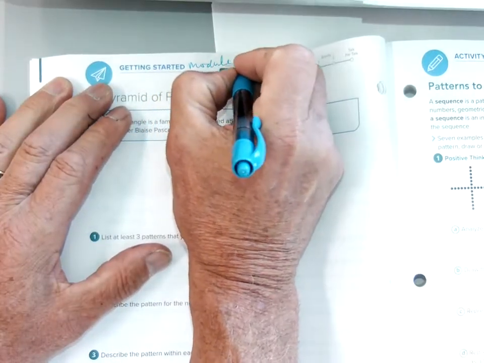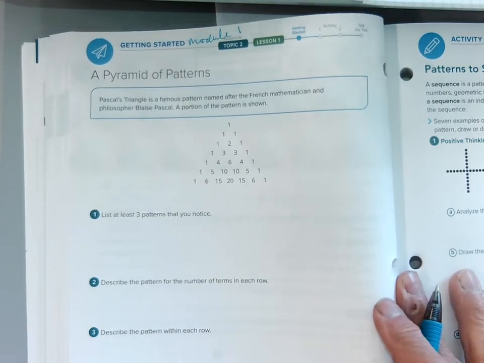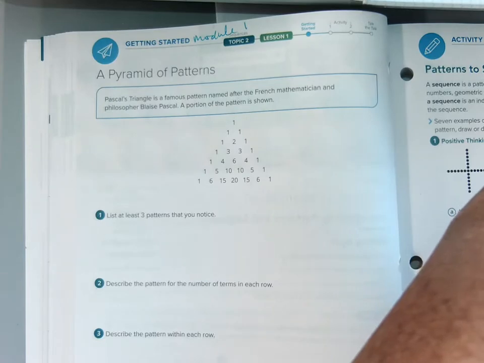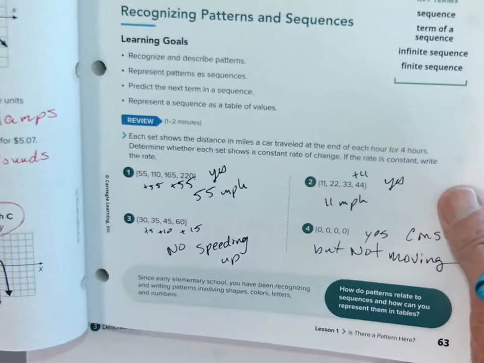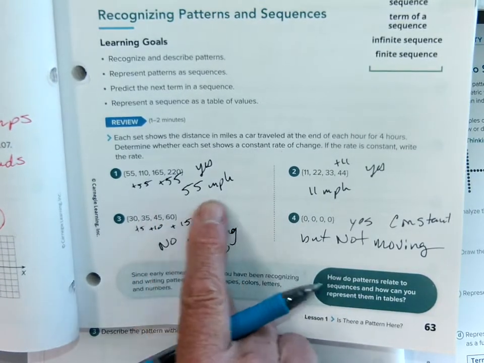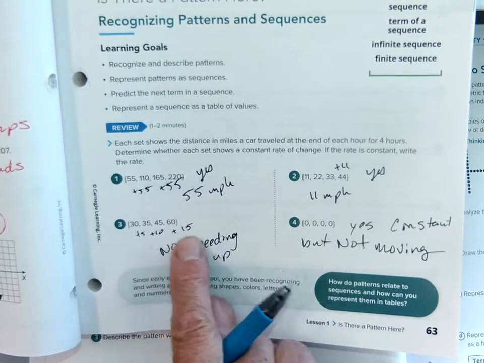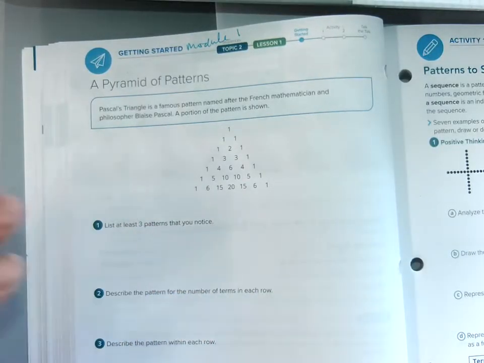module 1, topic 2. Okay, so we're looking for patterns. In fact, if you'd done the warm-up on the page before, which you should have done, you can see that we're looking for patterns, right? So you can see plus 5, plus 55, plus 55, plus 11, plus 11. This one doesn't have a good pattern, but this one stays at 0. But so you're looking for patterns. So anyway, from there, let's keep looking at patterns.